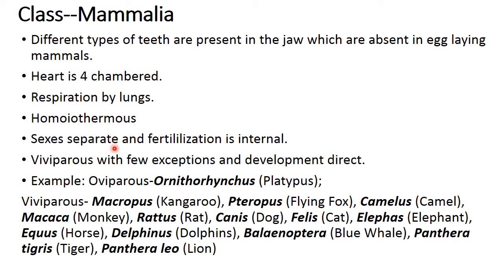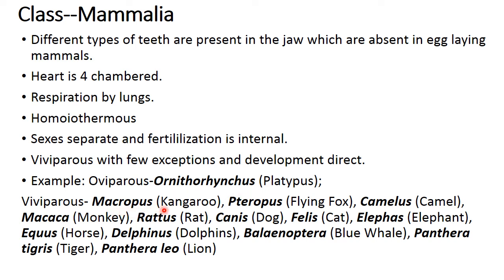sex is separate hai, fertilization internal hai, viviparous hai with few exceptions. So viviparous, that means they give birth to the young ones. Few exceptions kaun se honge? Egg laying mammals jo hai. Aur development direct hai. So ab egg laying mammals mein kya aata? Oviparous, Ornithorhynchus aur duckbill platypus. Do hi examples hai, and dusra kaun sa hai?